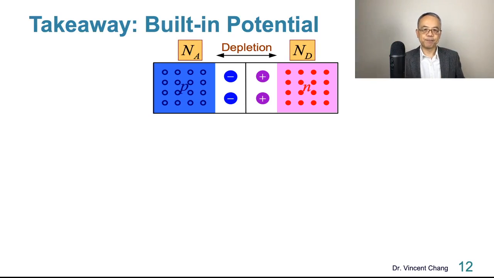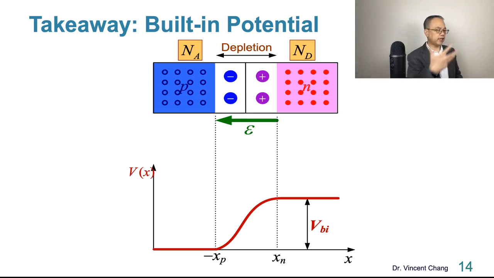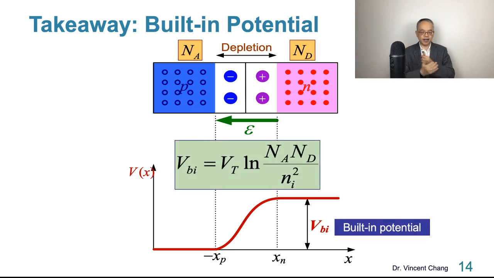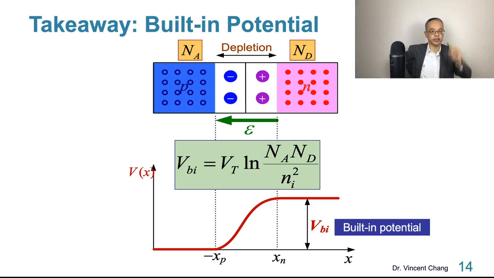Here's the takeaway. Assuming the dopant for the p-type is Na and for the n-type is Nd, then you have the built-in electrostatic potential difference, and here's something you need to be very familiar with. Sometimes you need to remember this. Thermal voltage times natural log of the product of the dopant concentrations, Na times Nd, divided by the intrinsic carrier concentration squared, ni squared.